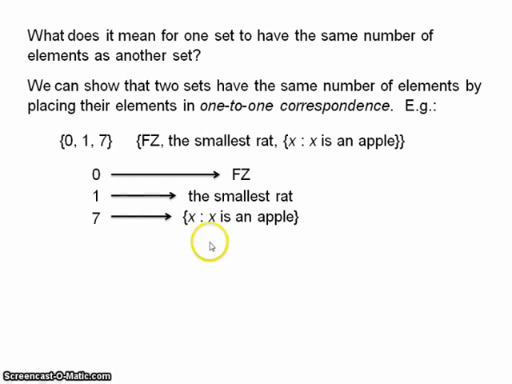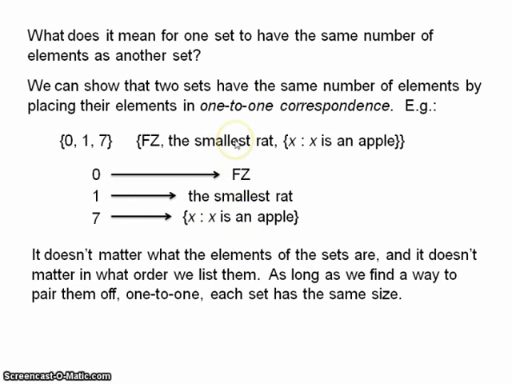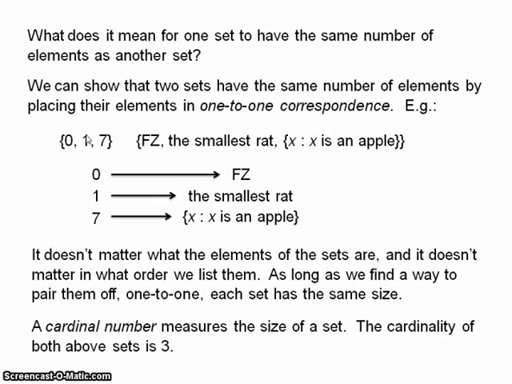Now, obviously, these sets contain completely different kinds of things. That doesn't matter. All that matters is that we can pair them off somehow. It also doesn't matter in what order we list them. We could have put 7 up here and 0 down here. All that matters is that we can pair off each element one-to-one. And as long as we can do that, then we've shown that each set has the same number of elements, the same size. Now, in mathematics, the size of a set is given by its cardinal number. And the cardinality of both of these sets is 3. The cardinal number just measures how many elements there are in the set. It's simple stuff, I think.